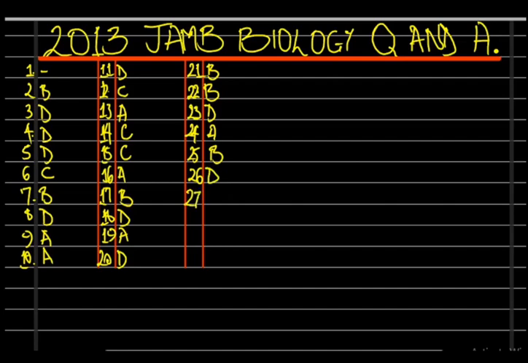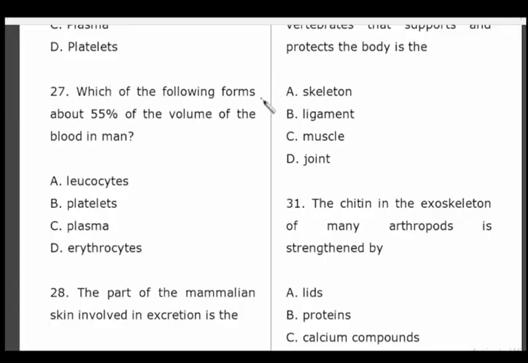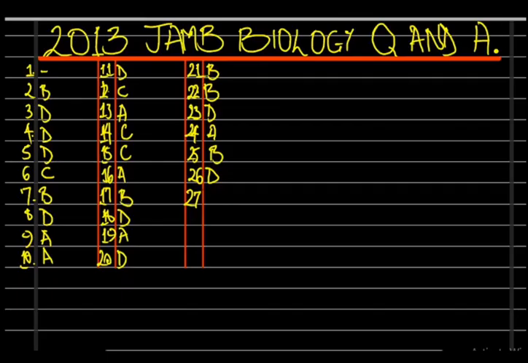And then we have question 27. Which of the following forms about 55% of the volume of the blood in man? Looking at this here now, they have given us a clue talking about volume here. Volume is actually talking about liquid, but let's assume we do not understand that. But the answer there is a plasma. It is not any other component than the plasma. The plasma makes up 55% of the volume of the blood. So that is it.